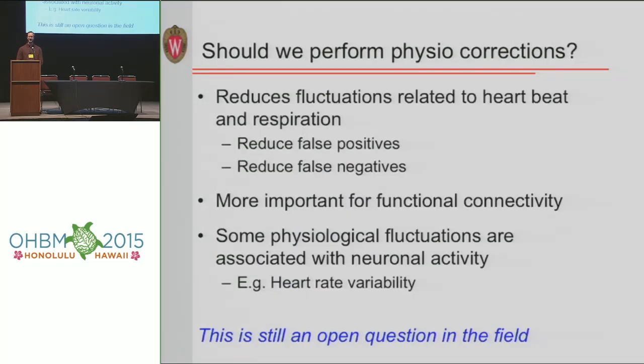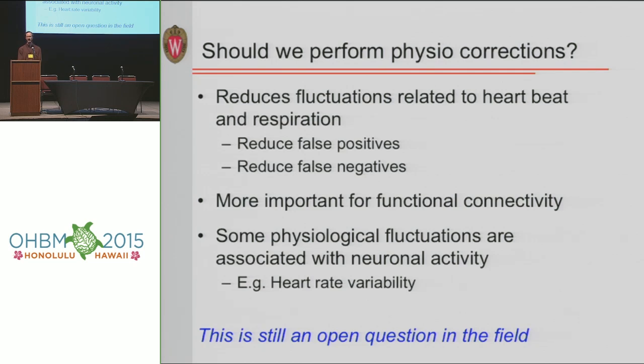So the other question I want to raise is, should we perform physiological noise correction? I've shown you here that it does reduce the fluctuations of the heartbeat and respiration, and can reduce either false positives or false negatives. It's a bit more important for functional connectivity analyses, where basically you're taking a voxel and saying, okay, what else has this fluctuation in it? And if you happen to grab a voxel that has a large component of physiological noise, you can see all the other areas that have high fluctuations in physiological noise.